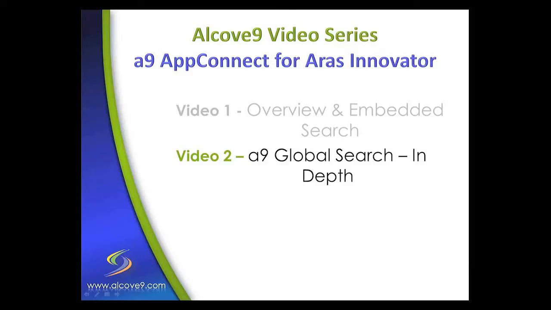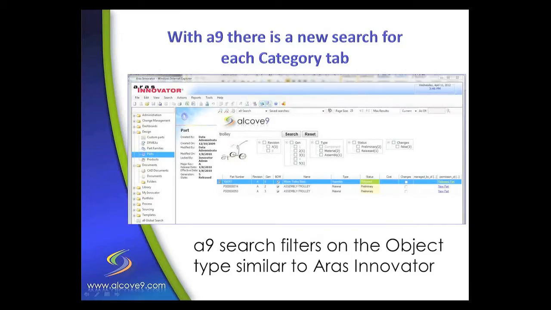Let's start with a review of how standard A9 Search works within Aras Innovator. As shown in part 1, A9 Search is accessible via a toolbar button for each object type under the table of contents, including change management, design, and documents. Search options vary for each category, as each contains its own unique set of configurable refinements, making searches highly flexible.